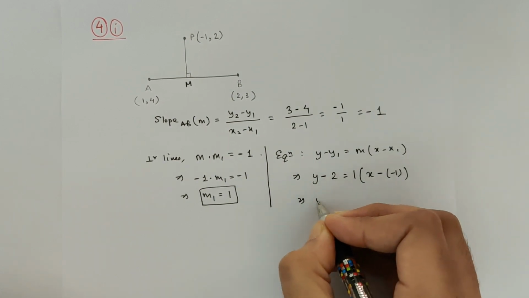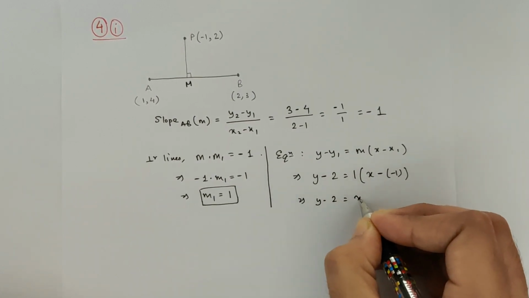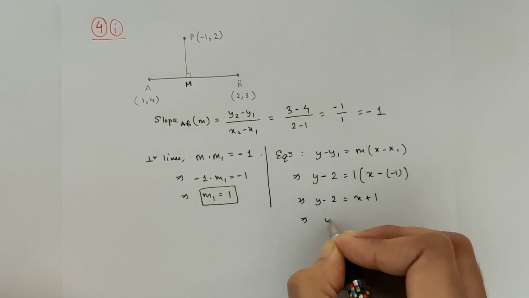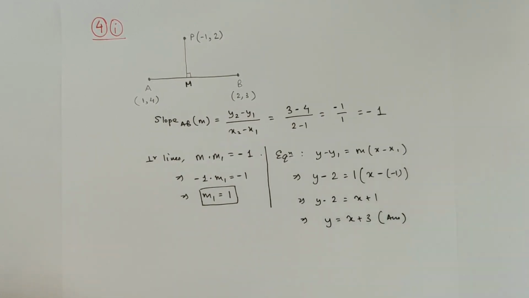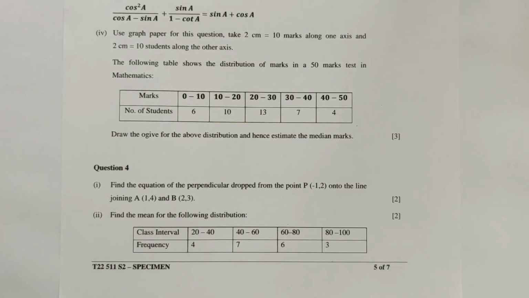So what do we get? y minus 2 is equal to x plus 1. Therefore y is equal to x plus 3, which is your answer. Simple. Part 2. You have to find the mean for the following distribution.